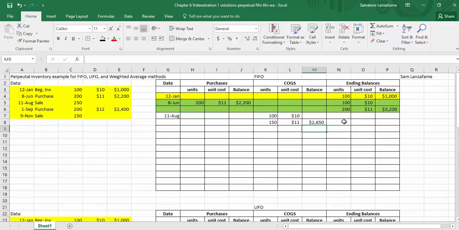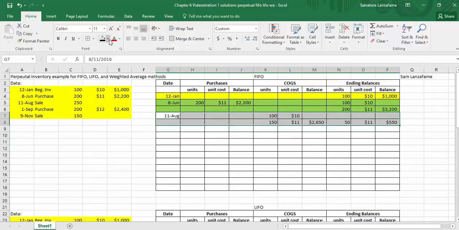So what do I have left in inventory? Well, the 100 at 10, those $10 ones are gone. I only have 50 left of the 11. So how did I get 50? I took 200 minus the 150 that I removed, so that gives me 50 left. The 50 are from the $11 group, and now my balance after the sale is 550. So I've got $550 worth of inventory left over, and it's made up of 50 units at $11 a piece.